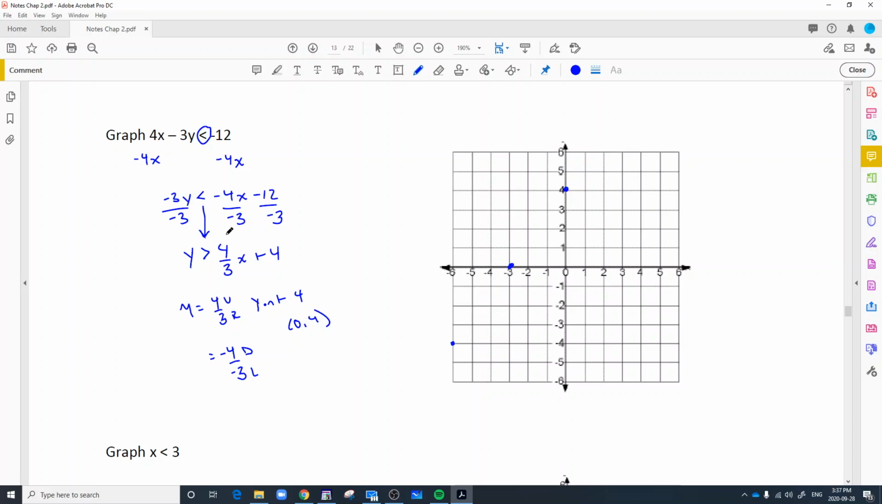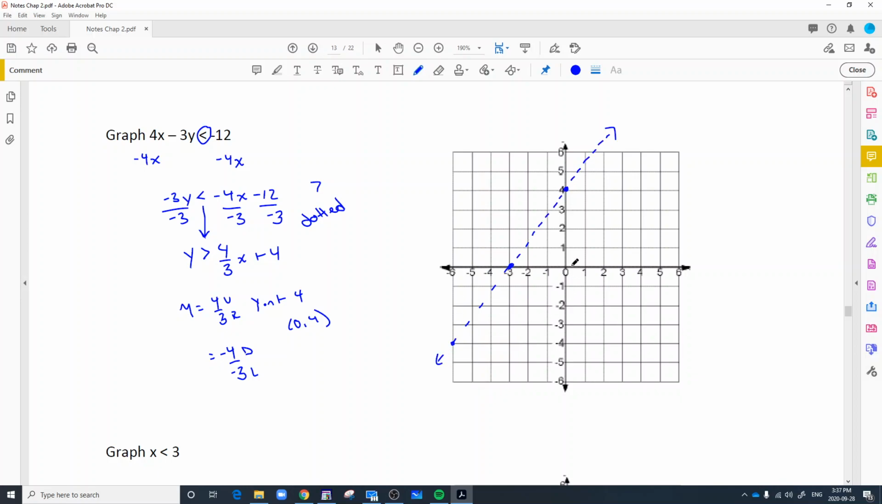Now when I connect my dots, I'm going to do this with a dotted line, because it is not equal to. So I'm going to go like that, and I'm going to just draw this nice dashed line.